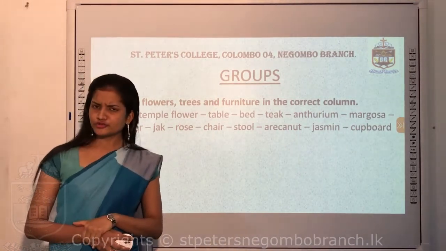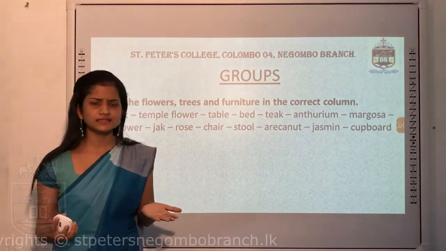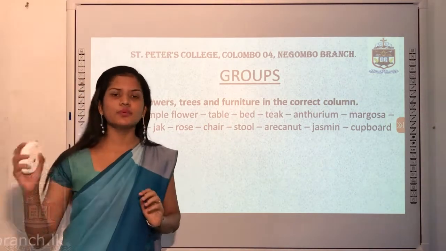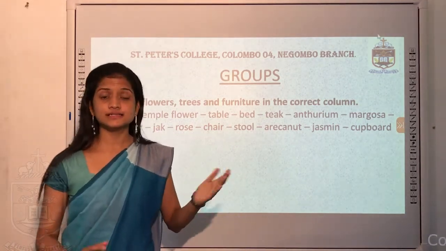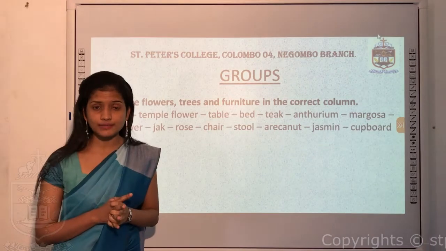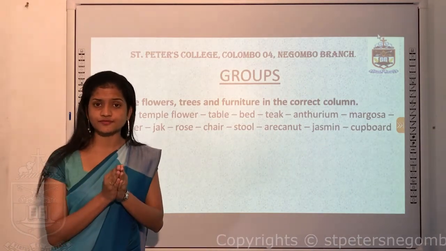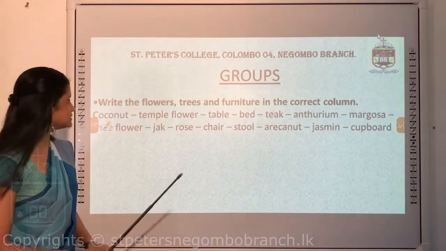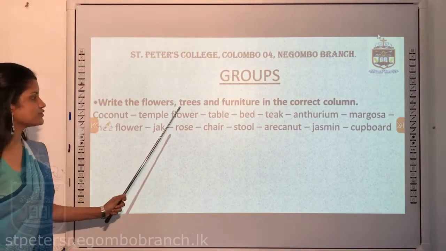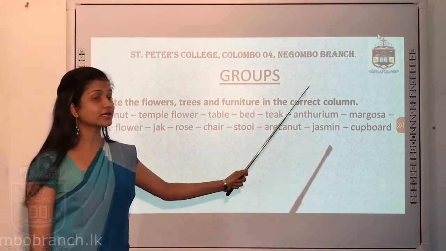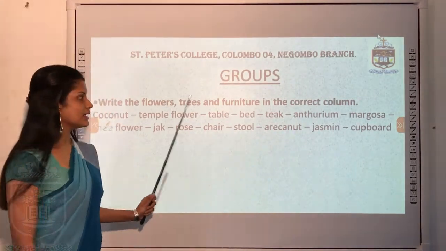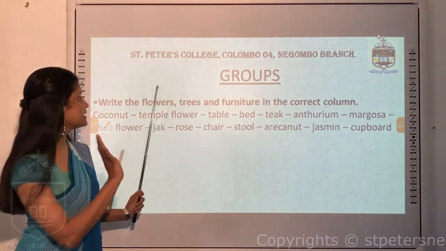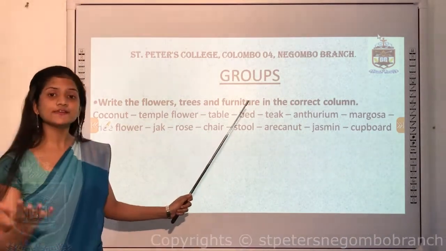What do you mean by groups? As an example, girls and boys. We can separate girls and boys. Birds, animals, we call them groups. The same kind of things. Alright, now here I have given the words. Write the flowers, trees and furniture in the correct column. Lots of words are here. You have to find separately flowers, trees and furniture.